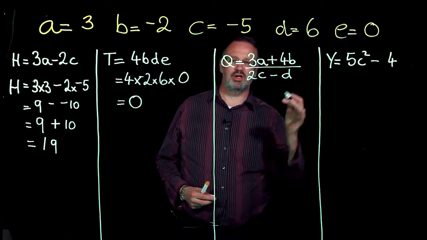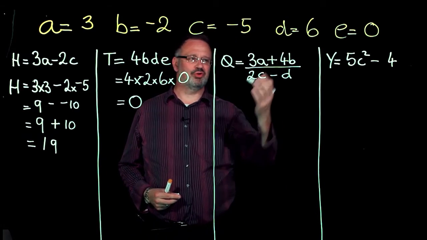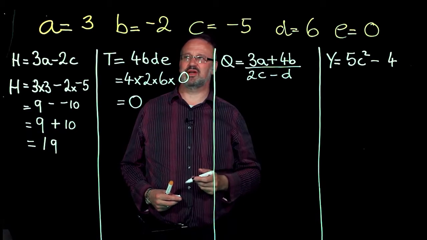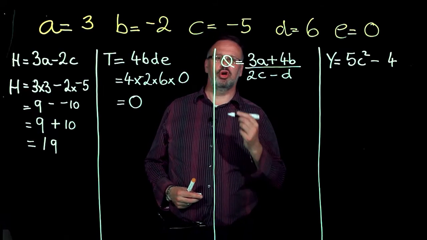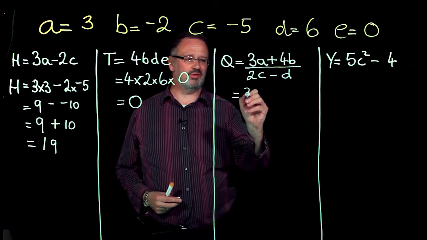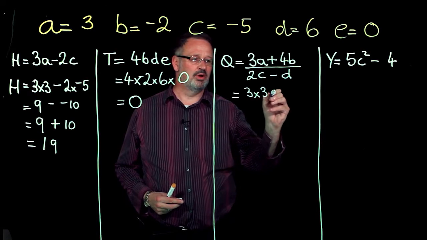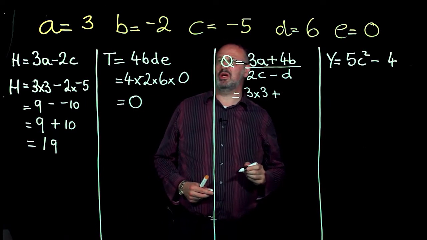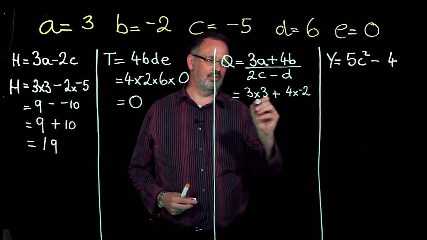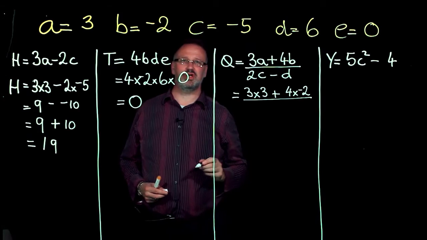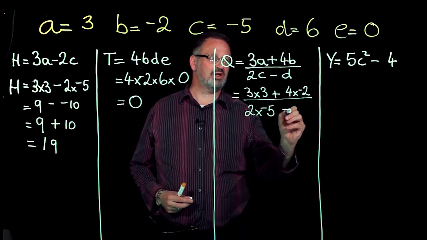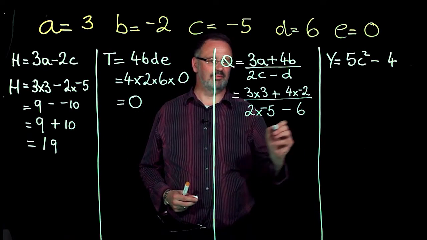The next one is going to be quite complex. I have a quantity on the top, a quantity on the bottom being divided by, and I'm going to be substituting in 4 letters. So I'm just taking an element of time and caution to find the solution here. 3A, I know to be 3 times 3, plus 4 times B. B is -2, so it's going to be 4 times -2, divided by 2C, which is going to be 2 times -5, take away 6.